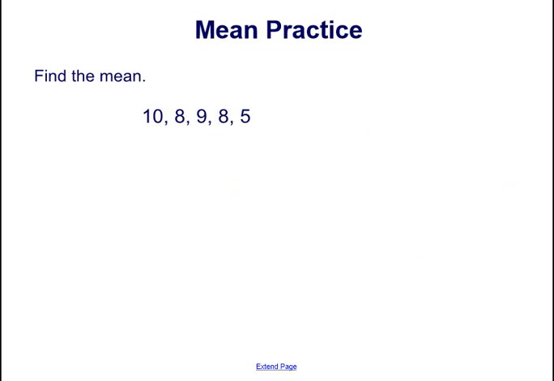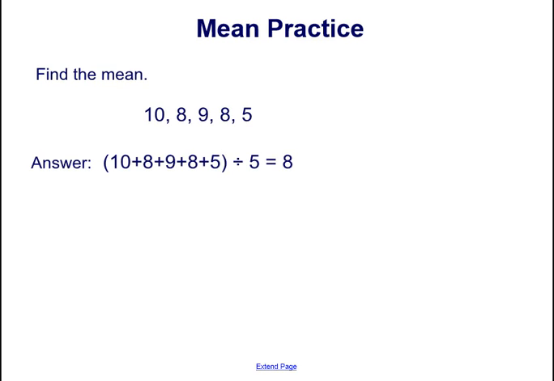So let's try some more examples. Find the mean of the data points 10, 8, 9, 8, and 5. Again, mean is finding the average. We're going to find the sum of all these data points and then divide by how many there are. So we would add 10 plus 8 plus 9 plus 8 plus 5 and then divide by 5 because there are 5 data points. The sum is 40, and then 40 divided by 5 gives us 8. So the mean in this example is 8.